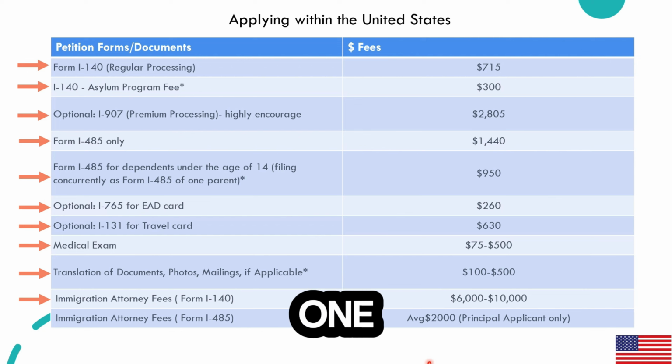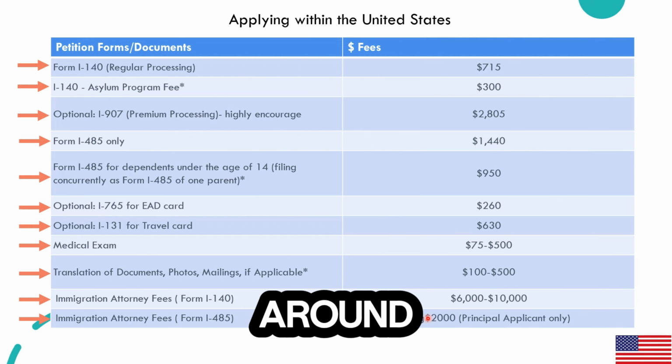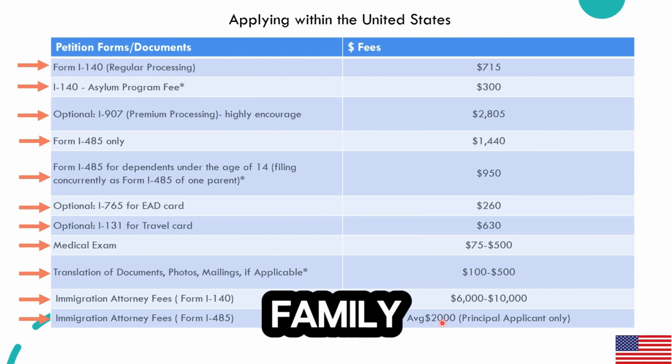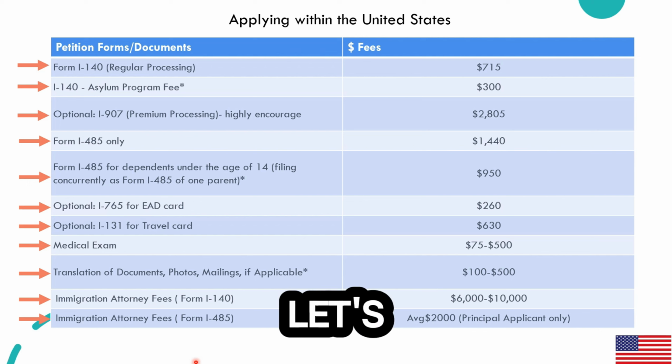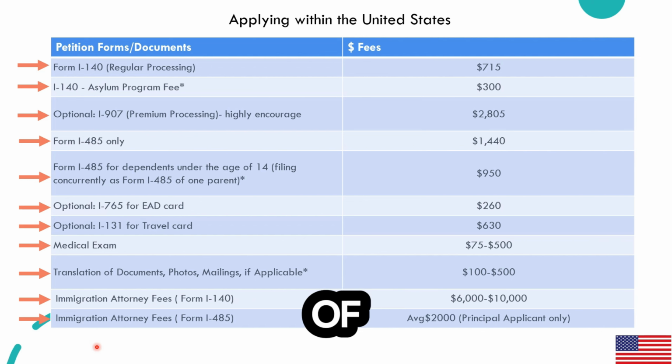For Form I-140, attorney fees can range from $6,000 to $10,000. For Form I-485, the average attorney fee for the principal applicant, meaning the main applicant, is around $2,000. So that means if you are filing as a family, you will pay for each person you add to the application. Let's take a look at the financial commitment of anyone applying outside of the United States.